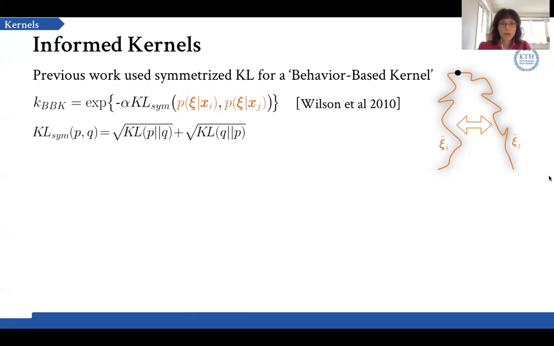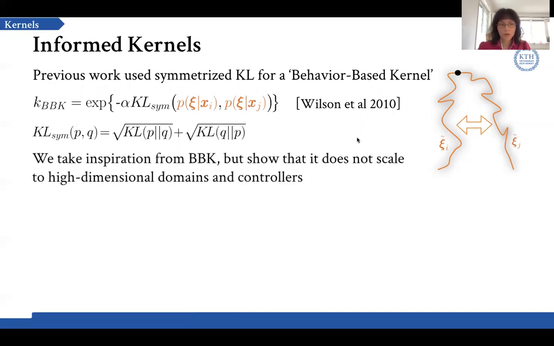All right, so this behavior-based kernel introduced by Wilson et al. in 2010 said that we will build a kernel by exponentiating the negative of the symmetrized KL, where symmetrized KL is obtained here like so from the usual definition of KL divergence between two distributions. We will take inspiration from BBK, but we'll show that it does not scale to high dimensional domains and controllers.